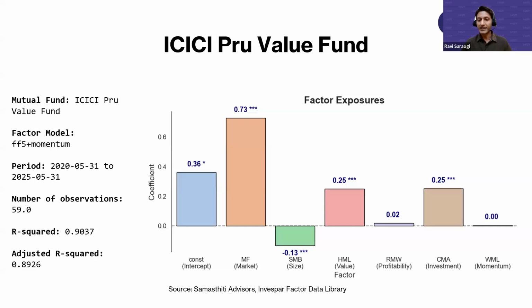So next, let's look at SMB. SMB is just a technical name for the size factor. This factor captures the fund's tilt towards small cap stocks. So the coefficient is negative, and it is statistically significant. So this means that ICICI Pru Value Fund is primarily a large cap fund.